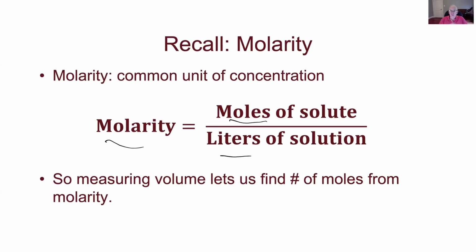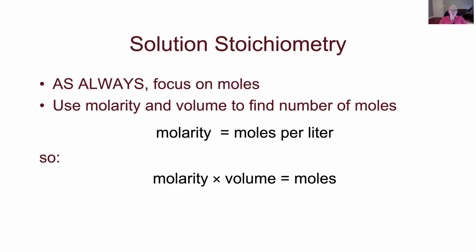It works just like density being mass over volume: if you know two of those things, you can get the third one for free. So if I measure the volume and know the molarity, then I can get the moles. If I'm doing solution stoichiometry, my overall game plan works just like always. I want to do the bulk of the calculation, the important part, where I go from the amount of the thing I know about to the amount of the thing I'm trying to find out about, in moles.